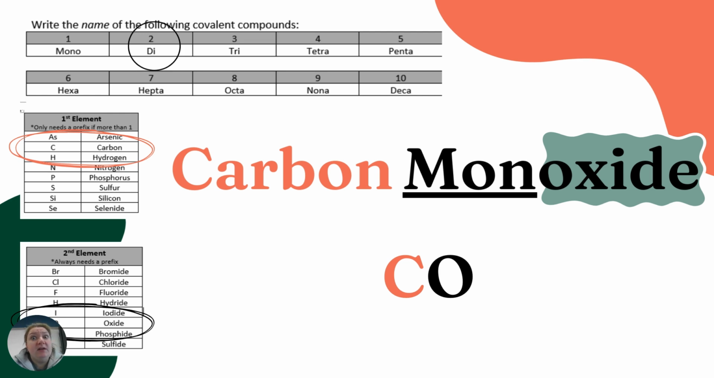Now, if we were doing carbon monoxide, same deal. Carbon is C. Oxide is O, and mono means 1, and you don't have to put the 1 in any formulas.